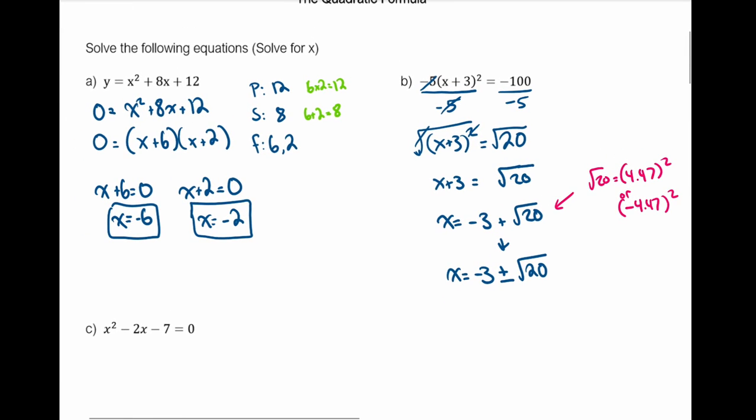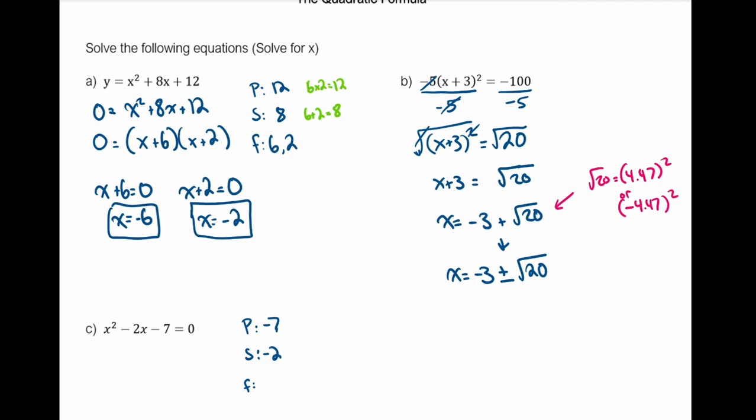If we look at C, C is a simple trinomial. It's set equal to 0 already. So again, let's look for the product and sum. We're looking for two numbers that multiply to negative 7 but add to negative 2. If we think about the factors, 7 is a prime number, so the only numbers that multiply to 7 are 1 and 7. And there's no way that they add to negative 2. There's no combination of them that does. So we've run into an issue here where we can't factor this.